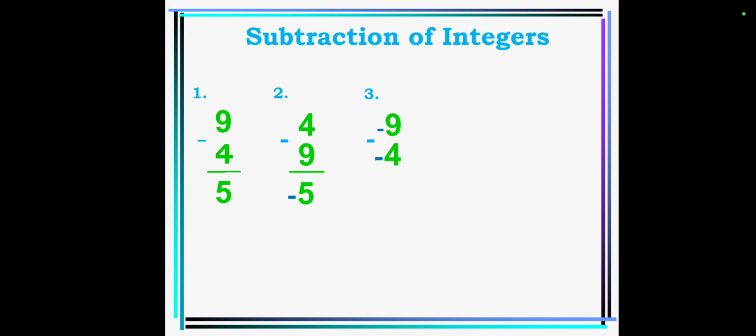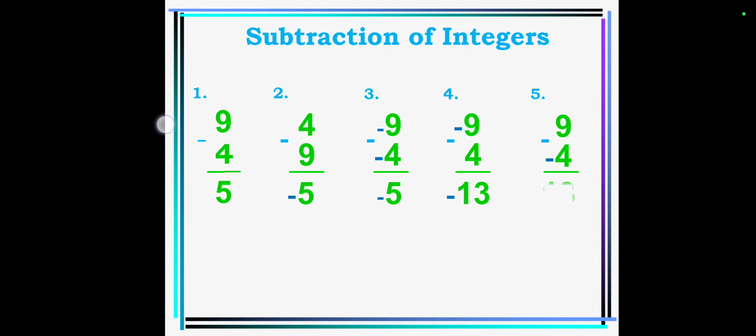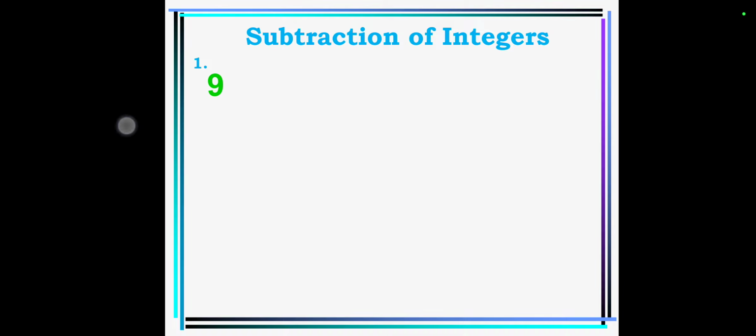How about this one? Negative 9 minus 4, or negative 9 minus negative 4. What is the answer? It's negative 5. What's the reason behind it? You will know later. Negative 9 minus 4. The answer is negative 13. Negative 9 minus negative 4, it's negative 5. But why are the answers those? How did we do that?